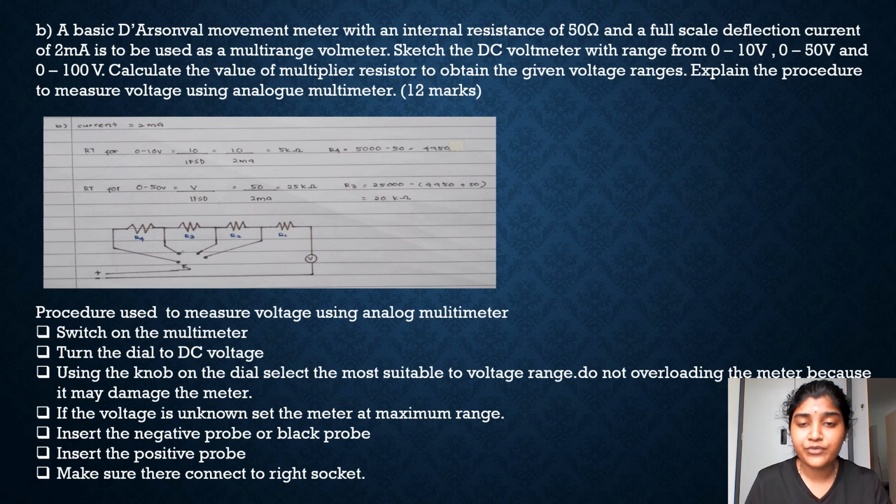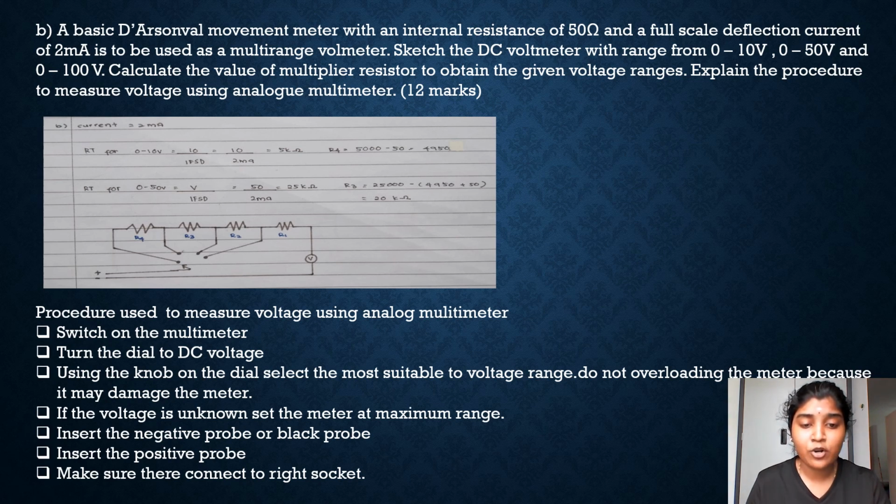This is the sketch of a DC voltmeter with range from 0 to 10 volts, 0 to 50 volts, and 0 to 100 volts. The procedures are: switch on the multimeter, turn the dial to DC voltage, using the knob on the dial select the most suitable voltage range. Do not overload the meter because it may damage the meter. If the voltage is unknown, set the meter at maximum range.